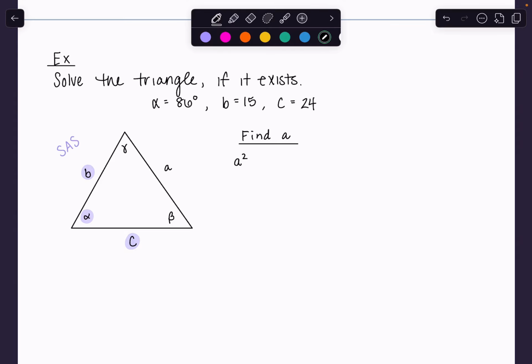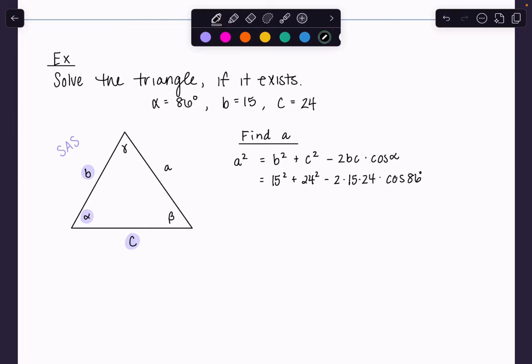Okay, so I want A. That's going to go off on its own. The other two sides get added over here. We subtract 2 times their product, and then we times that by the cosine of the angle between them. So A squared is on its own, which is nice. B is 15, C is 24, and then we have 2 times 15 times 24, and then alpha is going to be 86 degrees, okay?